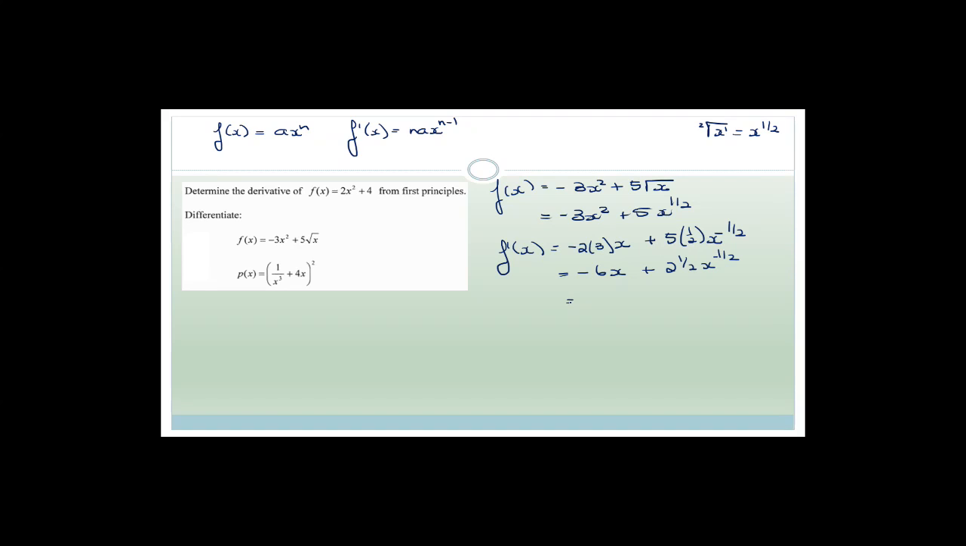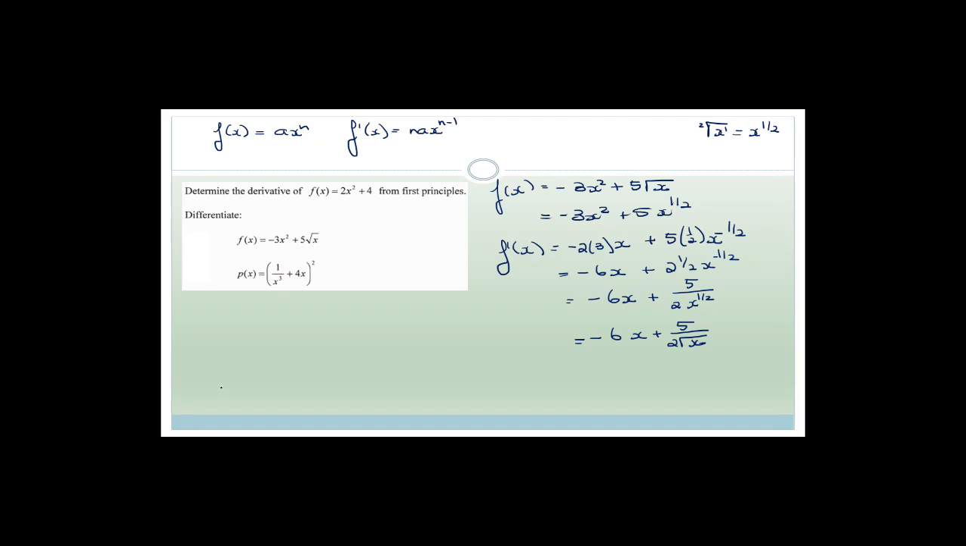So it's going to become minus 6x plus, and I'm going to change this to 5 over 2 x to the half. And if you really want to impress them, you can write this as minus 6x plus 5 over 2 square root x. And that's it. Okay, so that's how you would find the first derivative of this.